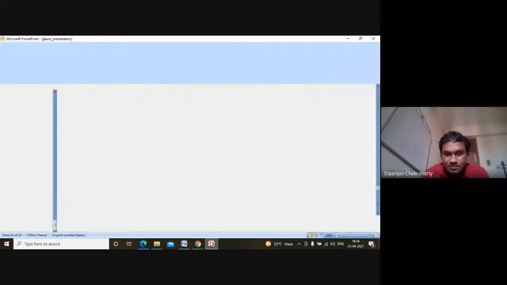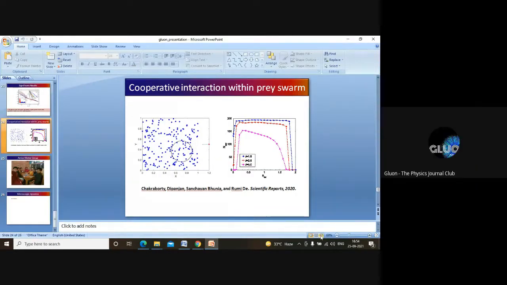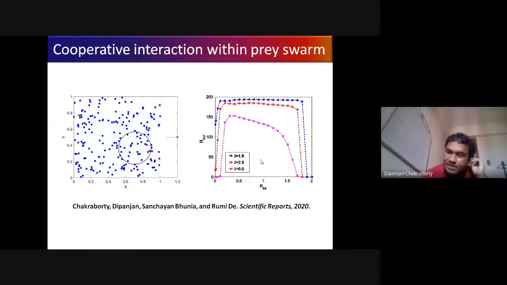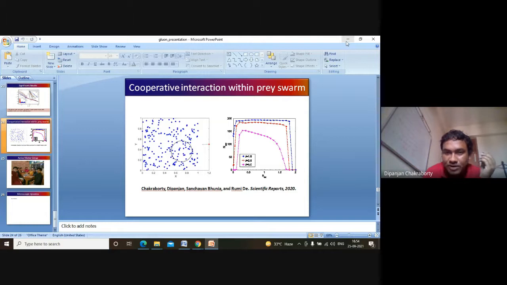So we also see that the chaser is also forming a cluster there before the prey can form a cluster there. And also the KZ configuration.